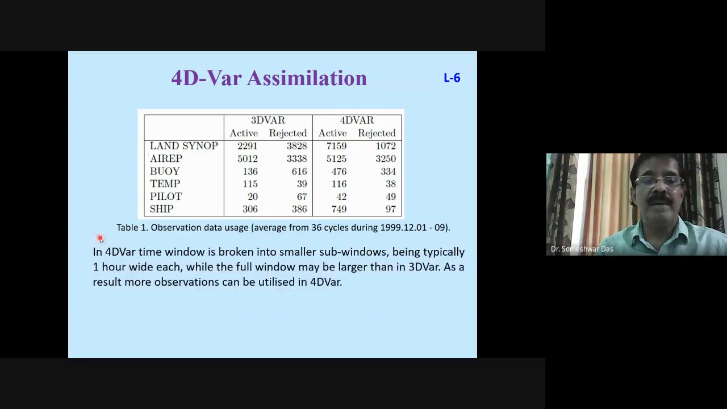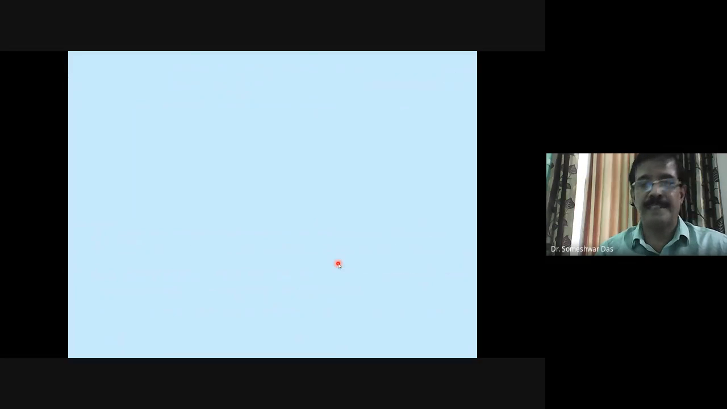So in 4D-Var, the time window is broken into smaller sub-windows, typically 1 hour wide each, while the full window may be larger than in 3D-Var. As a result, more observations can be utilized in 4D-Var, right? So instead of saying plus minus 3 hours, you are stretching your time limit, so that till all the observations are received, till your model is getting integrated, you're trying to accommodate them in the analysis.